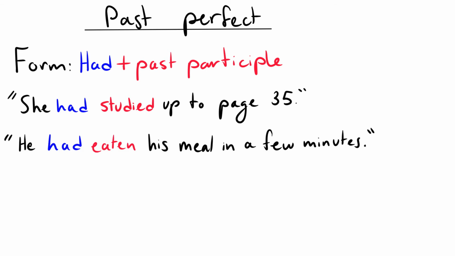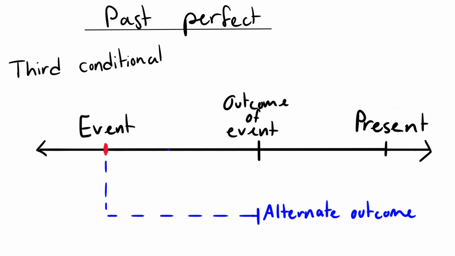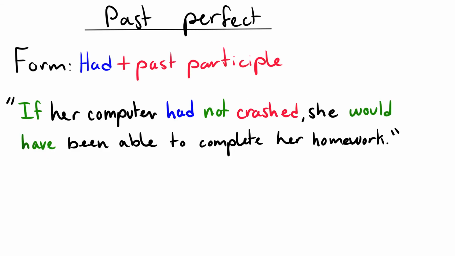You could also say, he had eaten his meal in a few minutes. In the past, he had already finished eating his meal. The past perfect can also express the third conditional, which means looking back on an event that took place in the past and speculating about how things could have turned out differently. So for example, if her computer had not crashed, she would have been able to complete her homework. The action of her computer crashing takes place before the past, if that makes any sense.